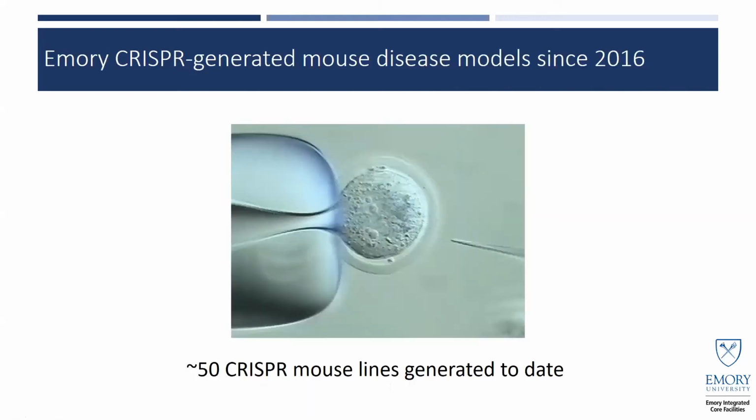efficiently. We've been making mouse models here at Emory using CRISPR-Cas9 technology since about 2016, and this is done by injecting your guide RNA and your Cas9 directly into a one-cell embryo, with or without a donor sequence, depending on the mutations we made. And we've generated about 50 different mutant mouse lines using this technology.